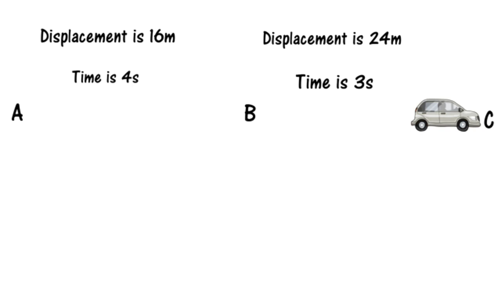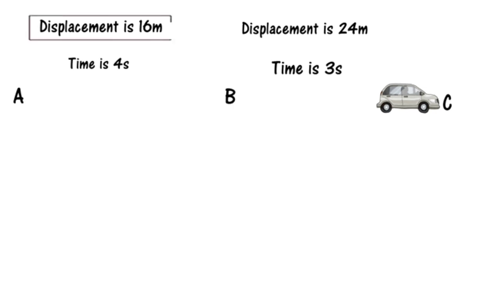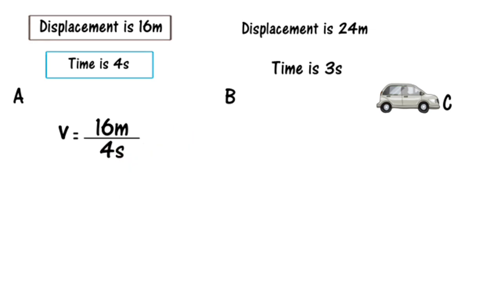Now here we will find the velocity of the car from point A to point B, and we know that velocity is equal to displacement divided by time. Here the displacement is 16 meters from point A to point B, and the time taken is 4 seconds. So velocity is equal to 16 meters divided by 4 seconds. We get velocity equal to 4 meters per second. So the velocity of the car from point A to point B is 4 meters per second.